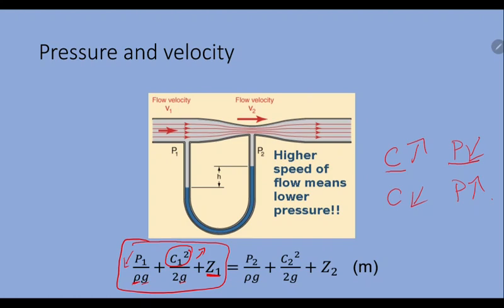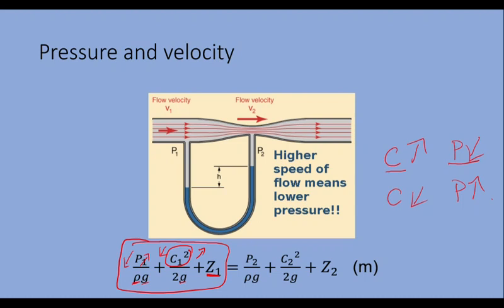And if the velocity decreases, just to balance the equation, the pressure should increase. This is one of the major applications of Bernoulli's equation, and one of the reasons why we are able to have liftoff in flights.